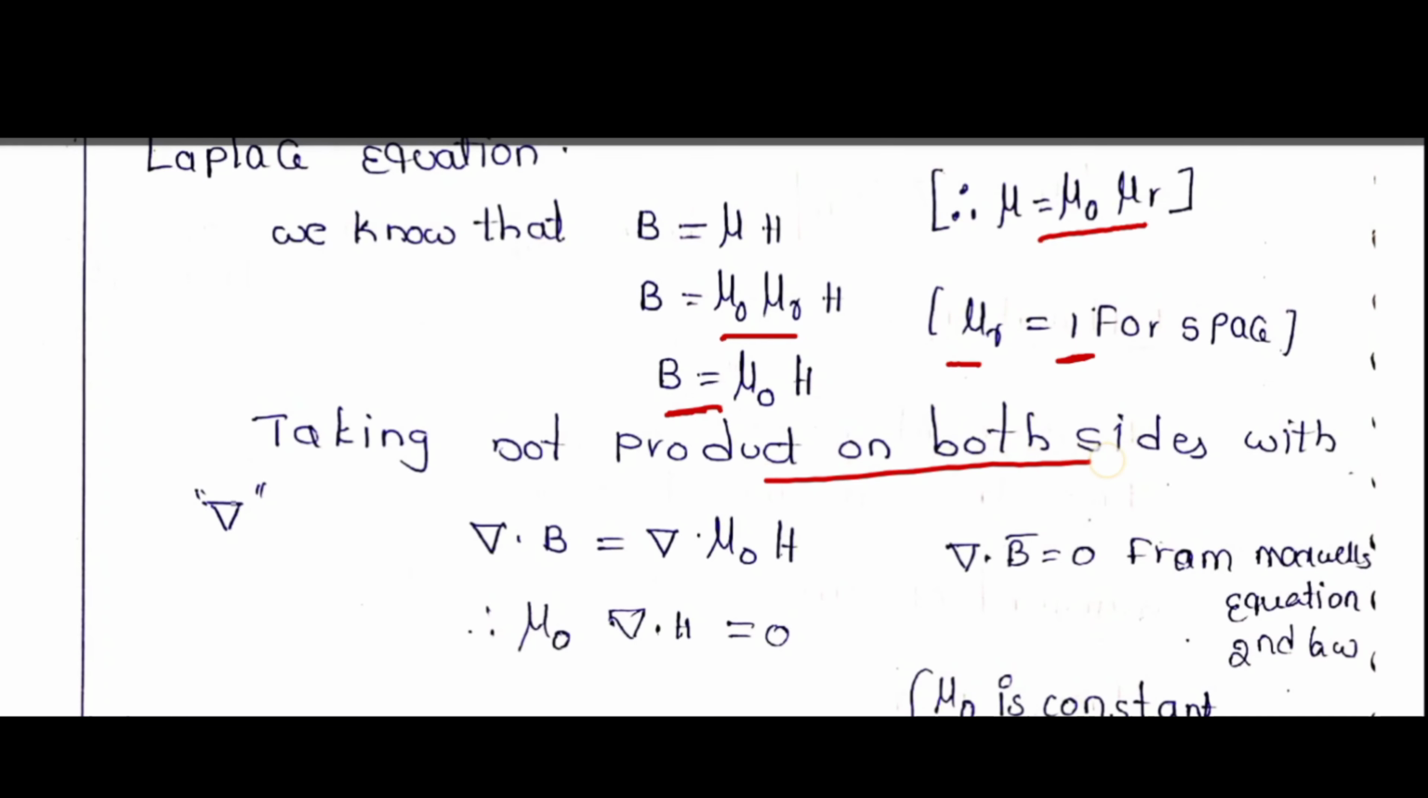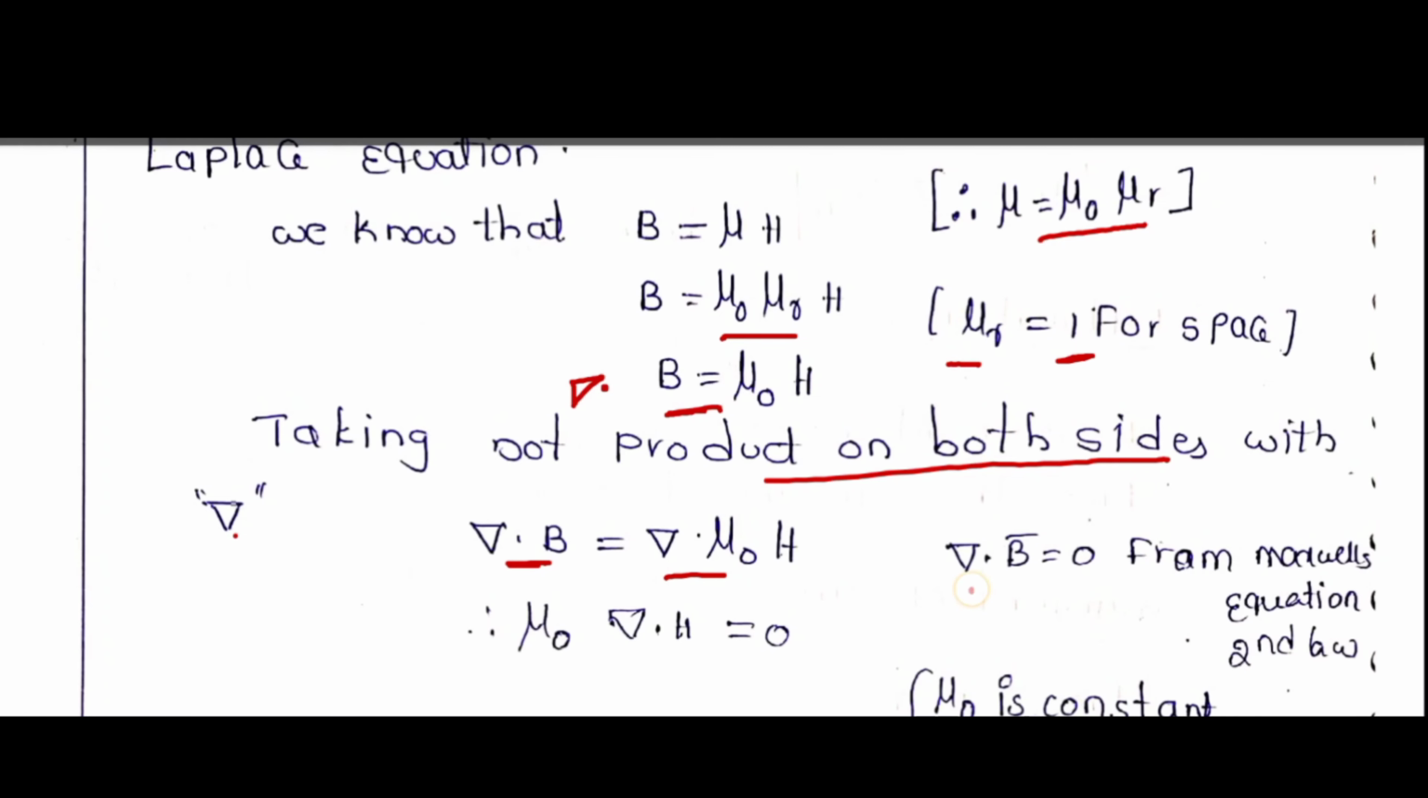Dot product, what is dot product? That comes in basics of vectors. Taking the dot product on both sides with respect to del, we get del dot B equal to del dot mu naught H. We are writing that del dot B equal to del dot mu naught H.